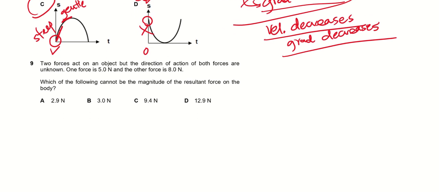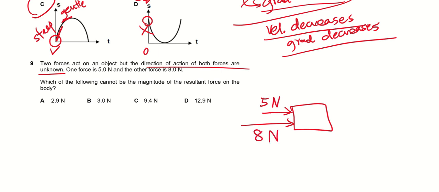Okay, question 9. Two forces act on an object, but the directions of action of both forces are unknown. One force is 5 Newton and the other force is 8 Newton. If you have done your TYS topical, you'll find that this kind of question is very popular. I can think of two extreme scenarios, because they say the directions of action are unknown. The two extreme scenarios are this. This is 5 Newton and this is 8 Newton.